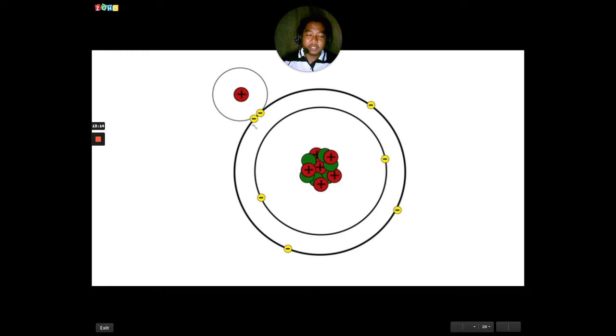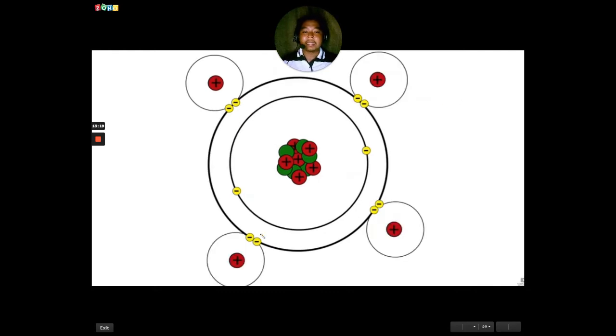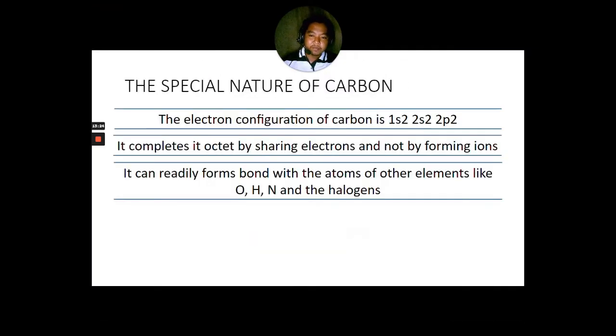An element can attach to a carbon, pwedeng dalawa, pwedeng tatlo, pwedeng apat. That's why carbon is very special. Also, it can readily form bonds with atoms of other elements like oxygen, hydrogen, and halogens, or the group 7. So, madaming pwedeng kumabit kay carbon. Meaning, pwedeng puro oxygen, pwedeng puro hydrogen, pwedeng nitrogen, pwedeng fluorine, chlorine, etc., or pwedeng a mixture of them. It gives birth to several compounds.